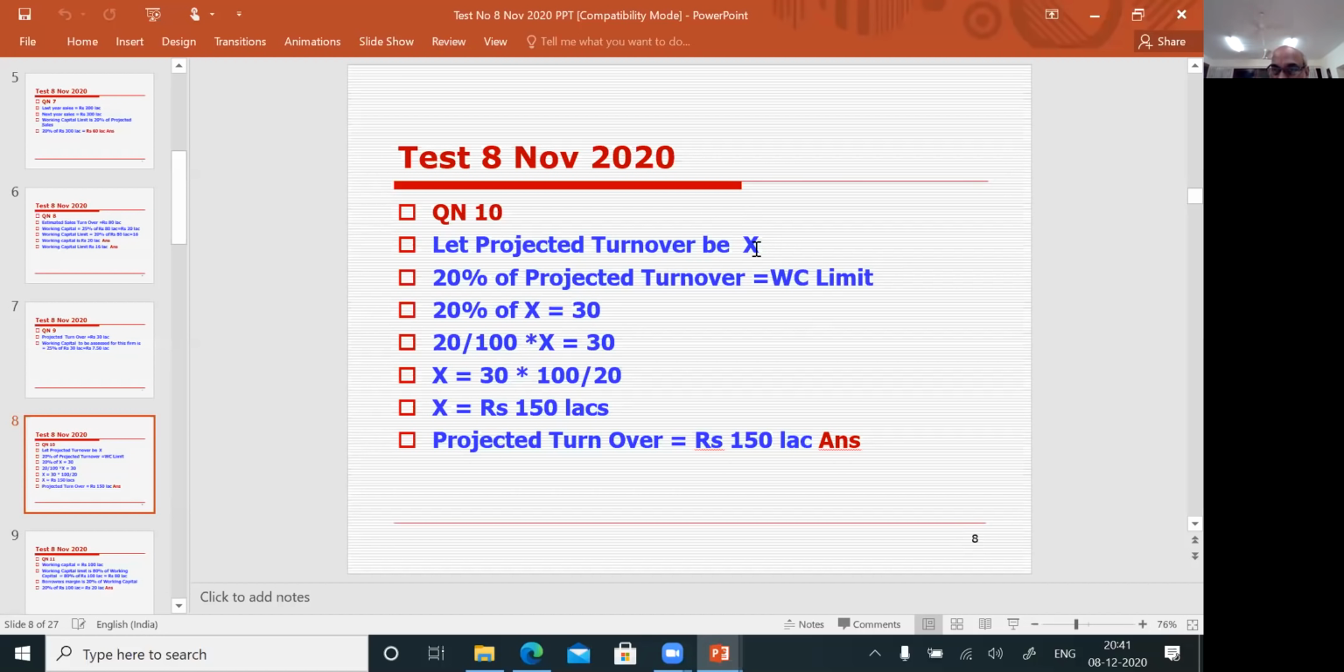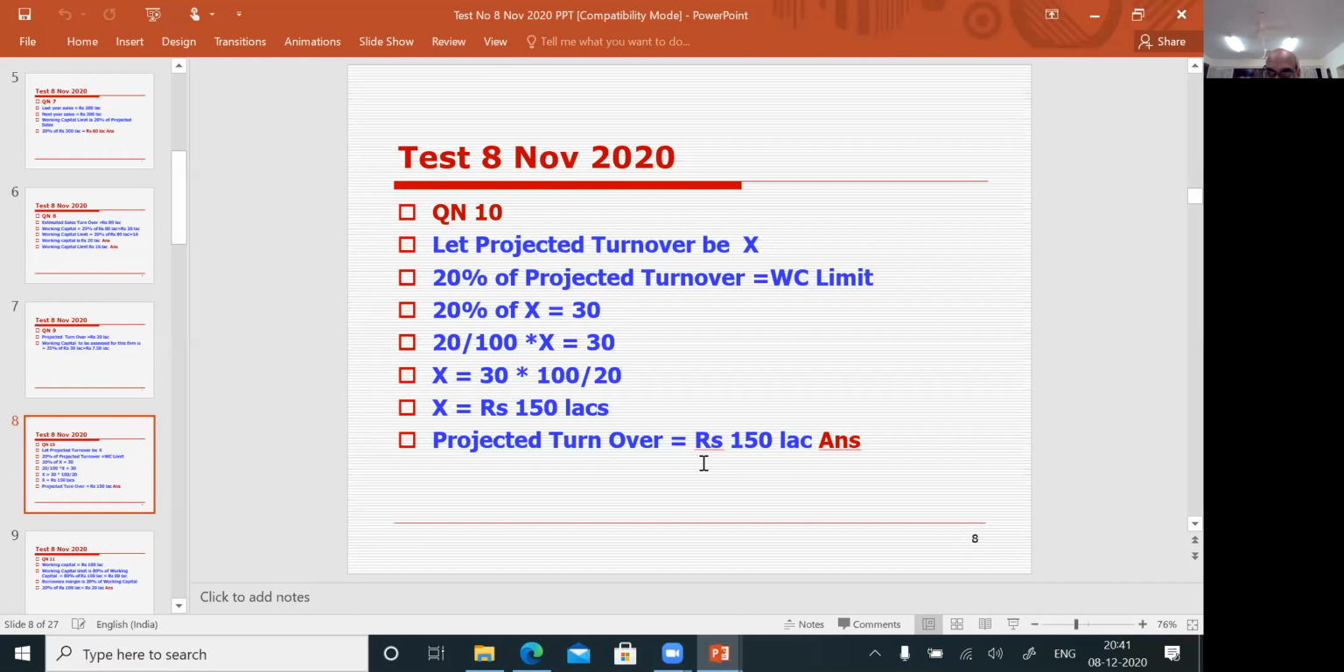So let the projected turnover be X. 20% of the projected turnover is the working capital limit. So 20% of X is equal to 30 lakhs. In the exam, in the question paper, they give the working capital limit as 30 lakhs. So 20% of the projected turnover is 30 lakhs. What is X? X is equal to 150 lakhs.